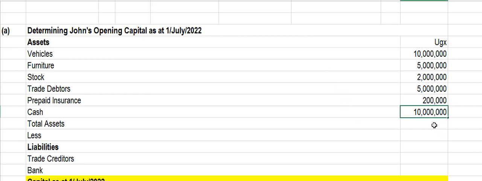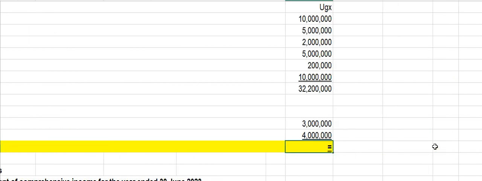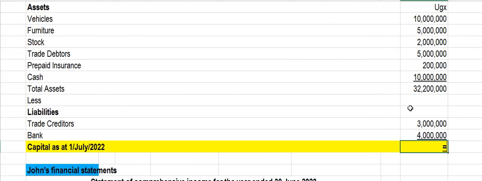So I need to get the total of these assets. So we have 32,200,000. Then I will list liabilities. Under liabilities, we have the trade creditors valued at 3 millions. Then our bank is 4 millions overdraft, because you see the balance is in brackets. So meaning that I can now arrive at my opening capital. And how do I arrive at that opening capital? I'll get the total assets, minus the two liabilities, then we come up with 25,200,000 as your opening capital.